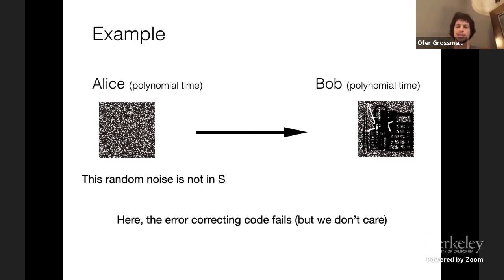Here I'm always thinking of S as the set of reasonable images, but if you're sending different types of data, you can think of S accordingly. If you're sending English text, you can think of S as everything that is not just random keyboard mashing, but everything that actually looks like English text. All right, cool. So with this in mind, now the main question is for what S's can we construct these things?